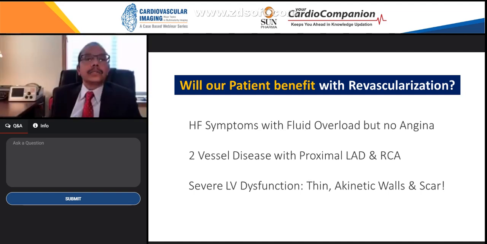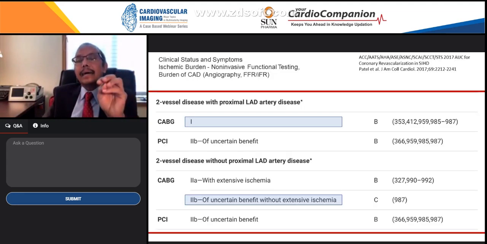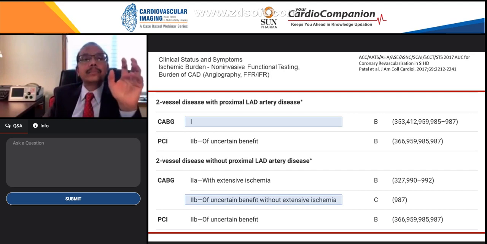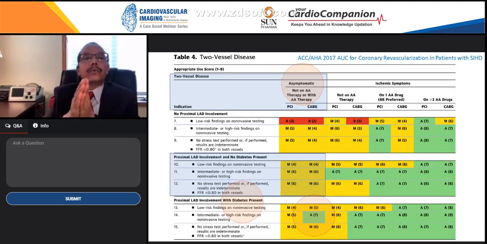Okay, let's see. So what do the guidelines recommend? If you had just gone with the guidelines, this guy is 2-vessel disease with proximal LAD, right? So we would say he needs to go for CABG. If he didn't have proximal LAD, he would not need CABG irrespective of everything else. Now these guidelines are the coronary revascularization guidelines, but these are the guidelines which look based on symptoms, right? This guy has no ischemic symptoms.